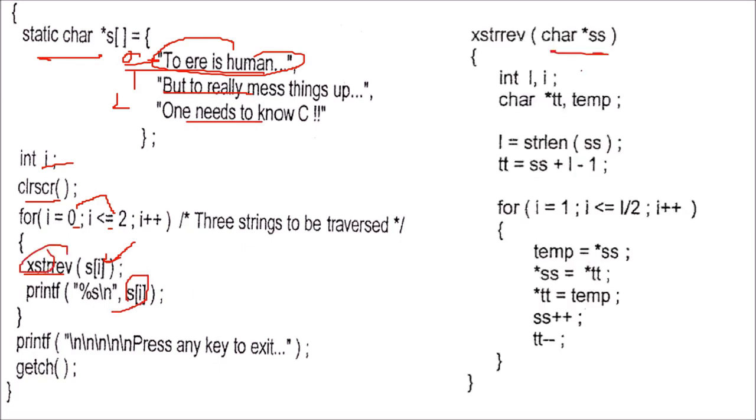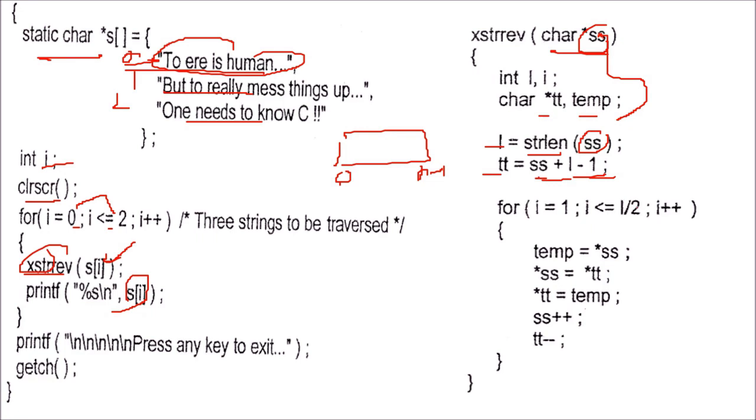We are passing the string, and we are initializing some variables here. Now we compute the string length. Every time a string comes, we compute the length. This is the length of the string. This is ss, which is the initial value. And tt is ss plus the length of the string minus 1, because we know that the string array goes from 0 to n minus 1. That is why we have subtracted 1.